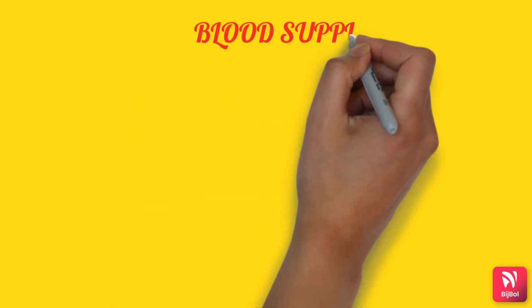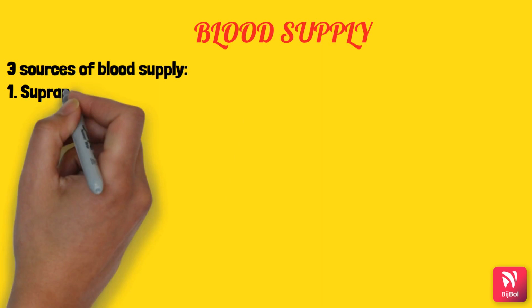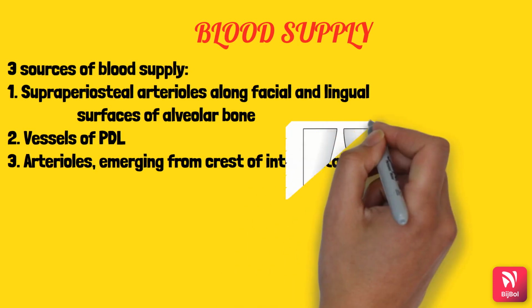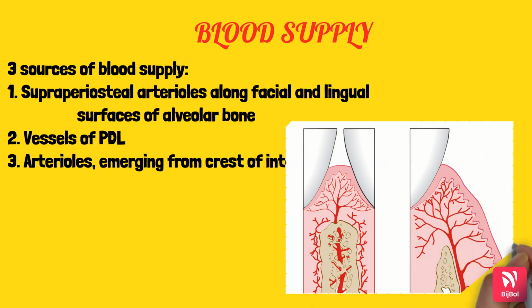We will see the blood supply of the gingiva. There are three sources of blood supply to the gingiva. The first one is from the alveolar bone. There are supraperiosteal arterioles that are arising from the facial and lingual aspects of the alveolar bone. Another source is from the PDL, periodontal ligament. So the vessels of the periodontal ligament will emerge into the gingival sulcus. There they will anastomose with the capillaries and supply the gingiva. The third source of blood supply is from the arterioles that are emerging from the crest of the interdental septa.